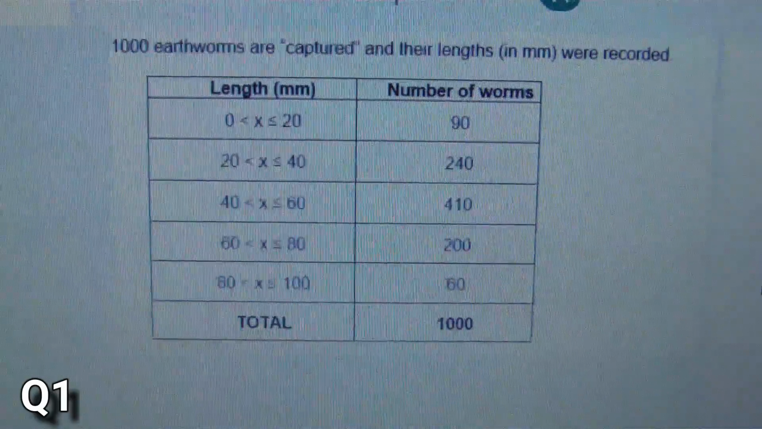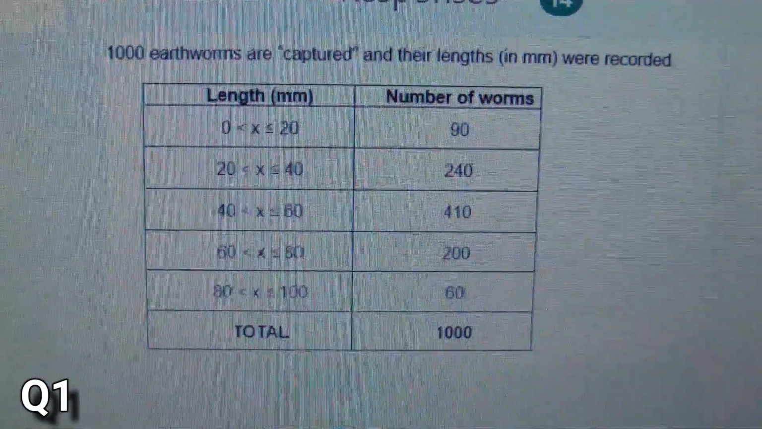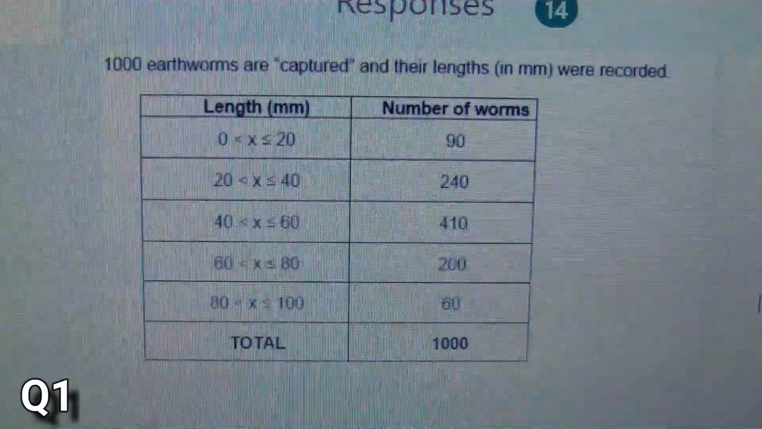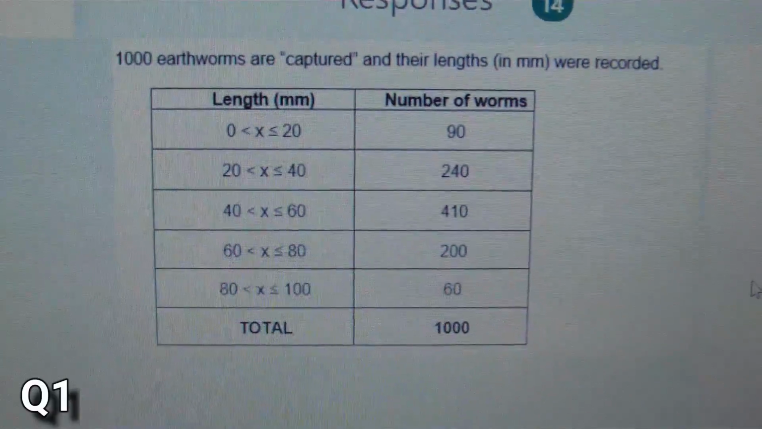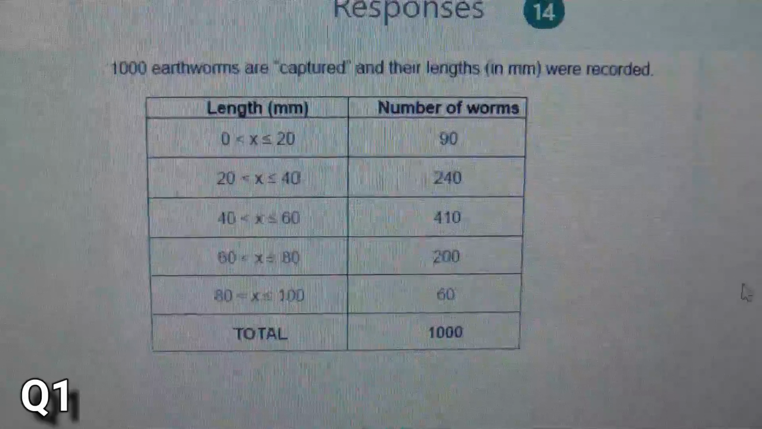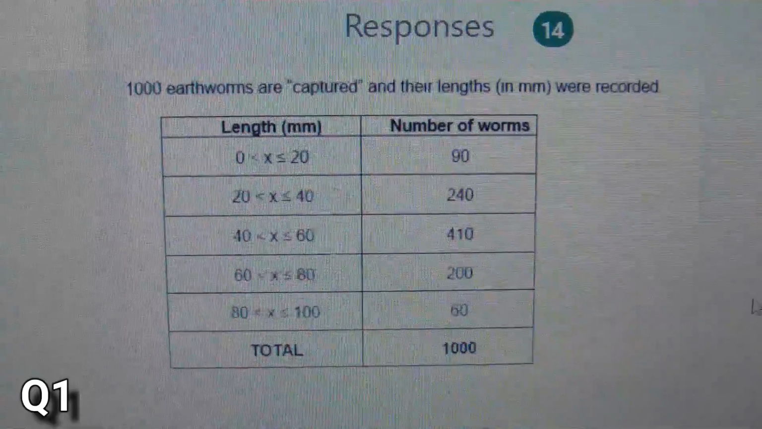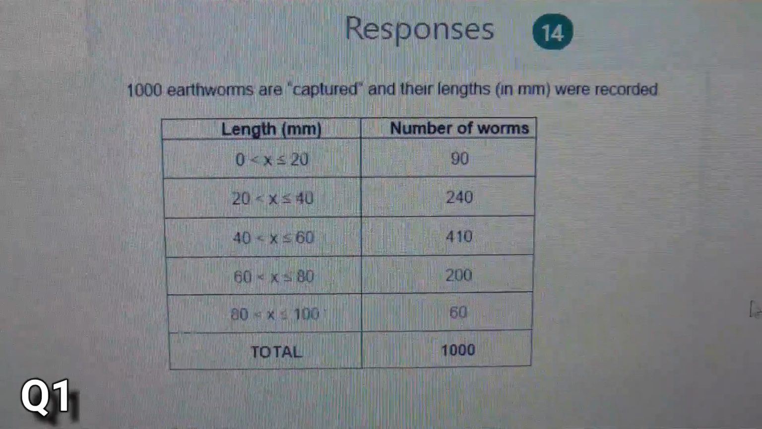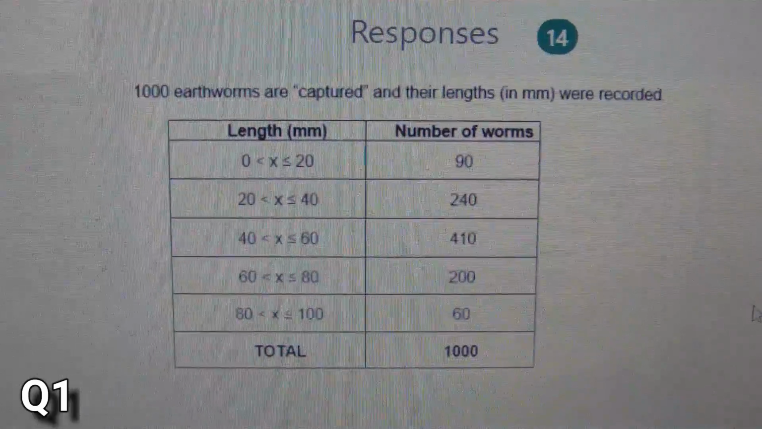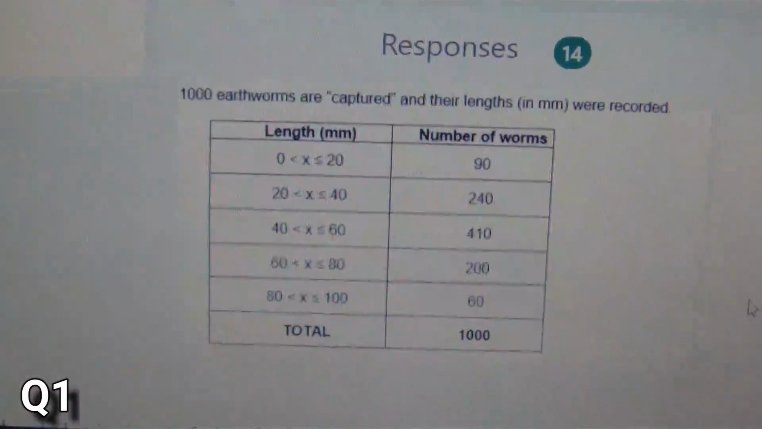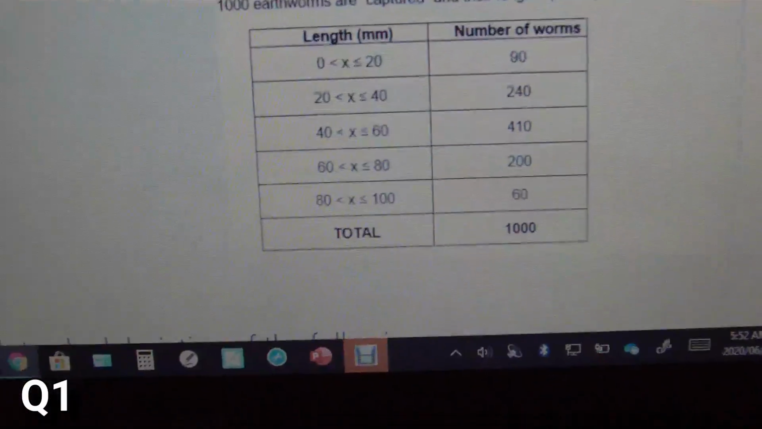Okay, here's the table with all the worms that have been collected. We're going to find the mean and standard deviation of that data, because effectively there are 1,000 worms, so it's 1,000 different lengths that we've got to add together and divide by 1,000 to get the mean. Agreed? Okay, so it's a lot of data that's been captured. That's why we use this table function on the calculator.